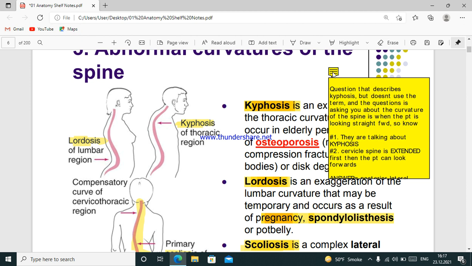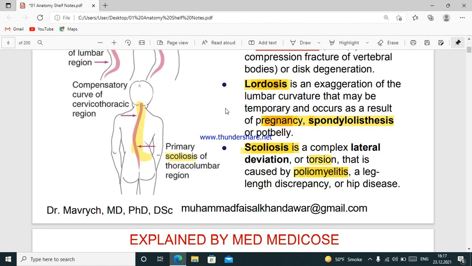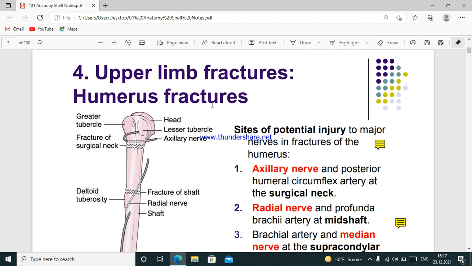And they are talking about the kyphosis. The second one is cervical spine is extended first, and then posterior can look forward, so they are talking about the kyphosis. And the other one is upper limb fracture, humerus fracture.